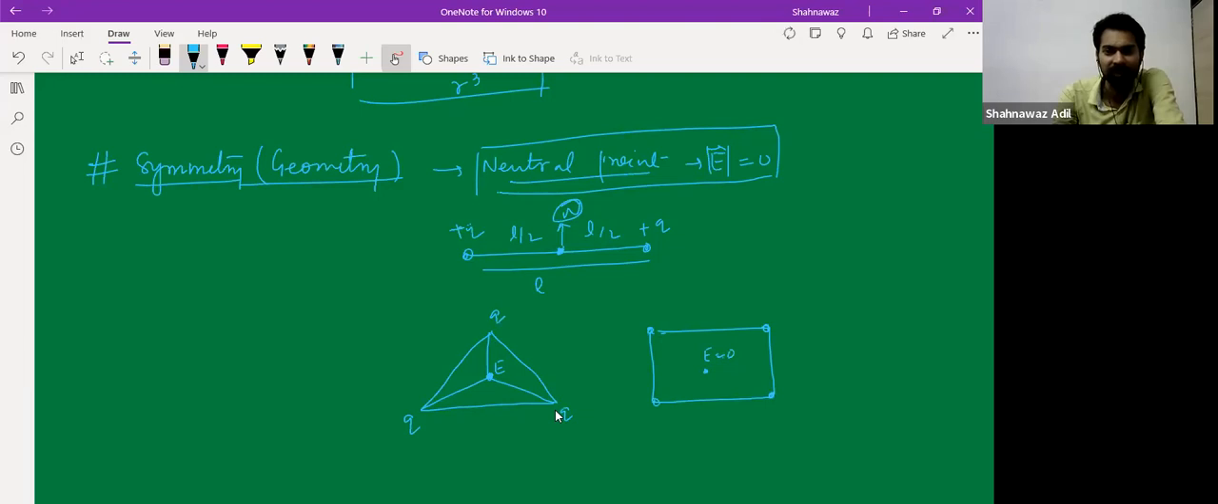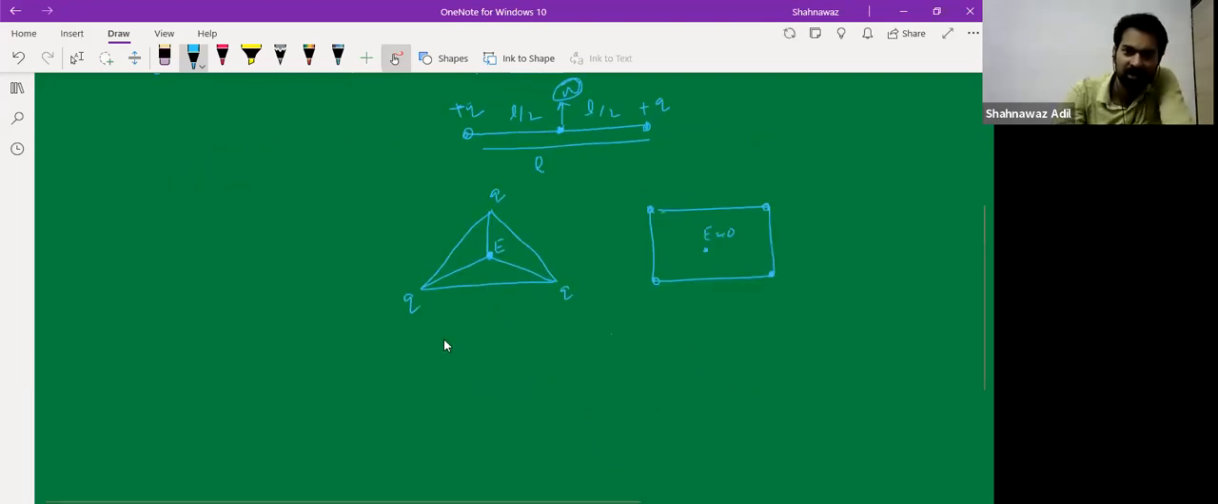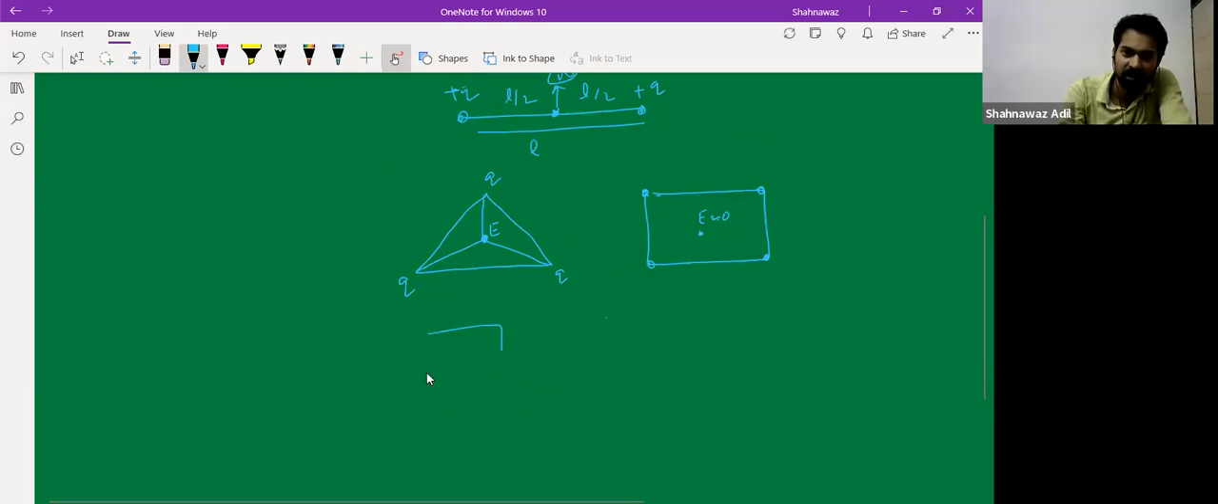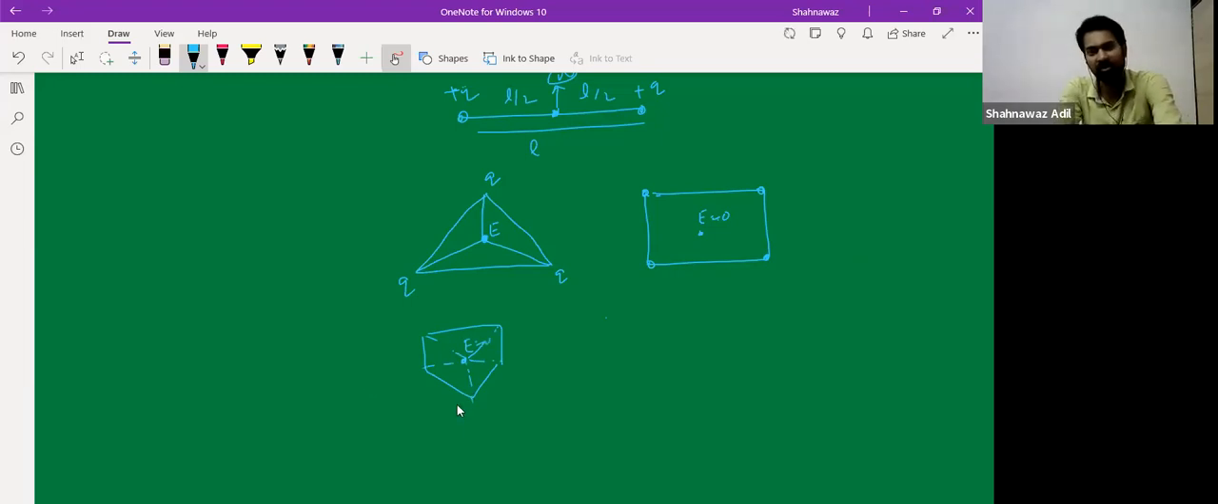And similarly, if you have a regular pentagon, at the center, the electric field would be zero. Understood, guys? So this is the symmetrical property of the electric field. Okay. Now there is one question that is being asked.